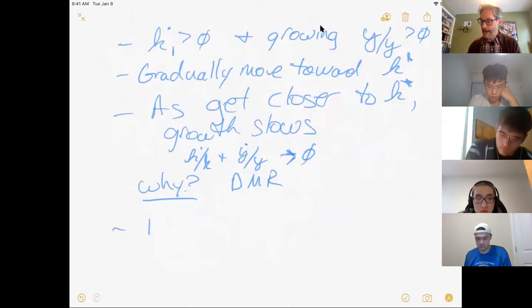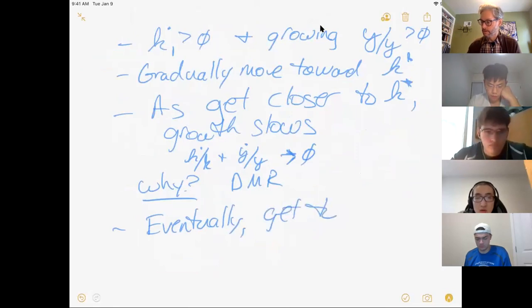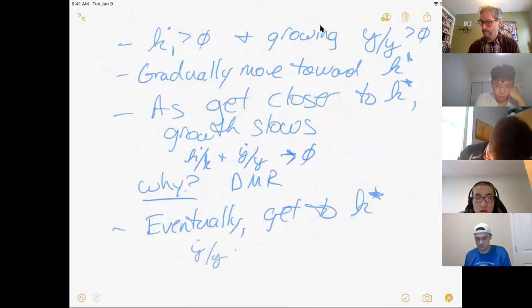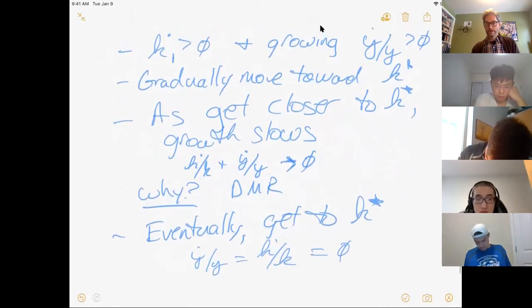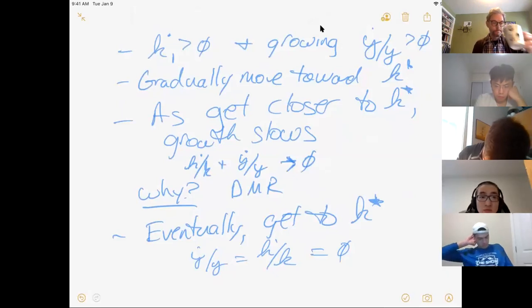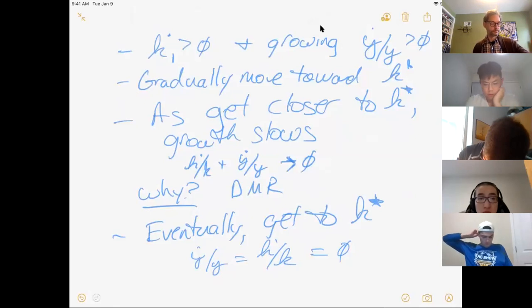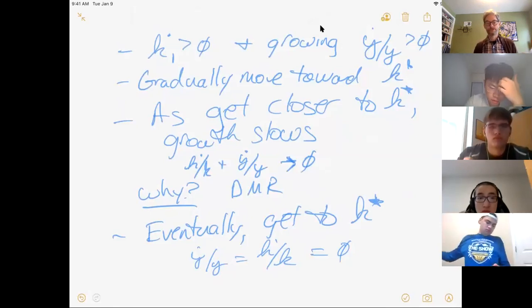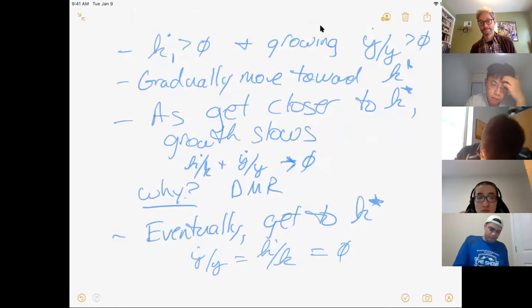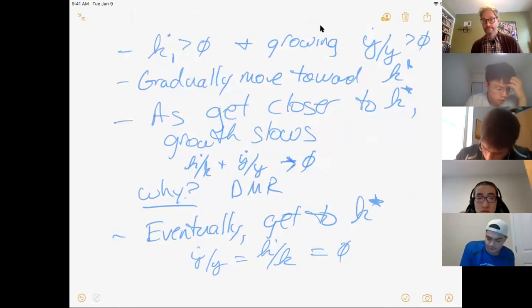And eventually what happens? We get to the steady state, where growth goes back to zero. How long does it take? Well, it takes a while. Those are the transitional dynamics of the model, right? Those are the transitional dynamics of the model.